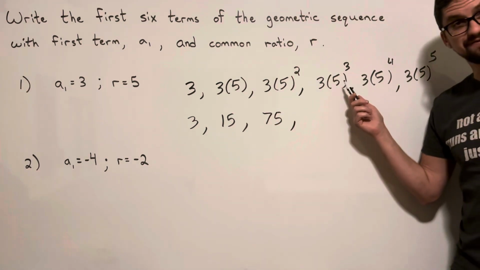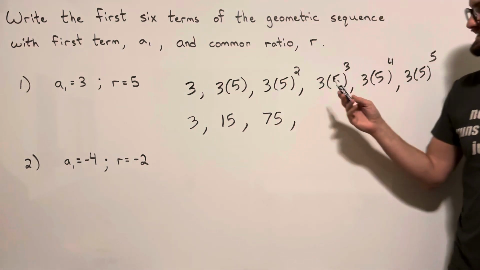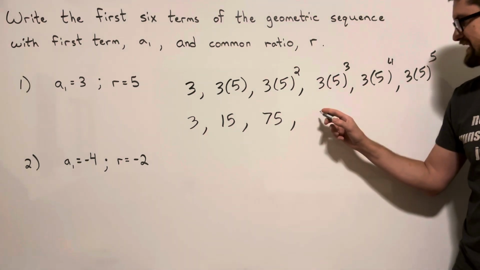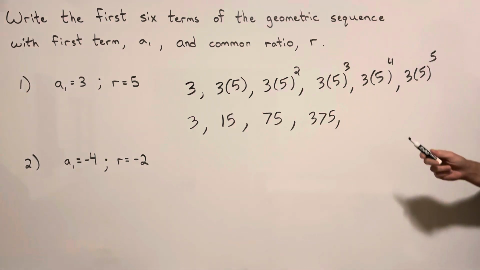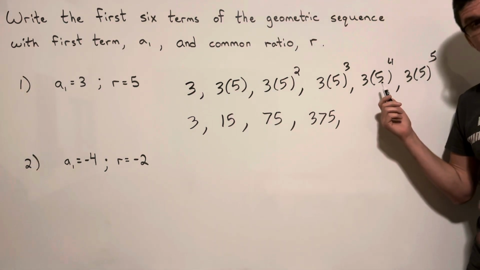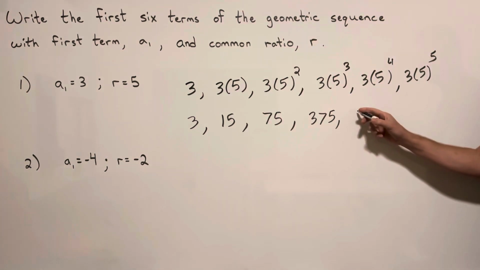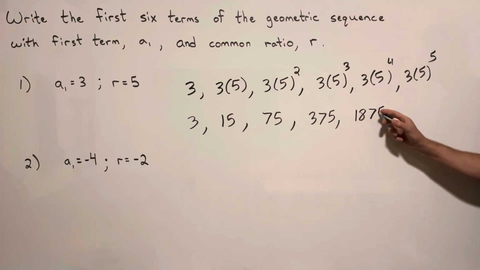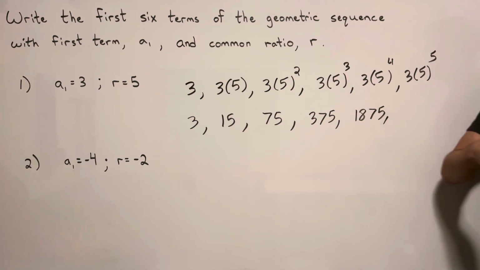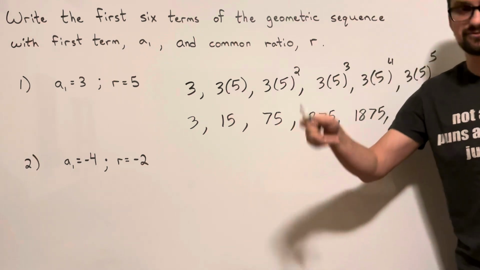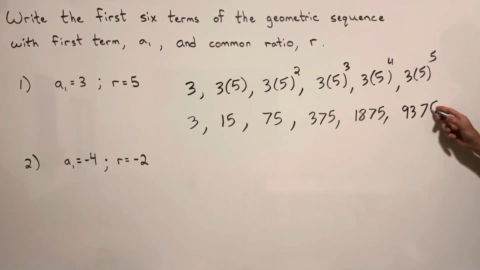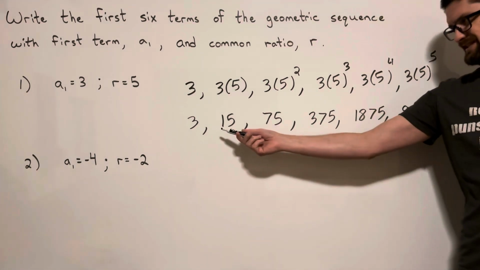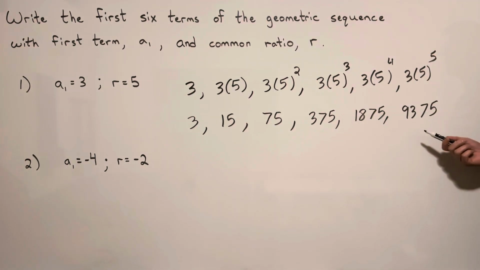This is 5 times 5 times 5 times 3. That gives you 375. And then if you do 3 times 5 times 5 times 5 times 5, you get 1875. And this is going to be 5 times 5 times 5 times 5 times 5 times 3. That's 9,375. All right, so that's the first 6 terms for number 1.